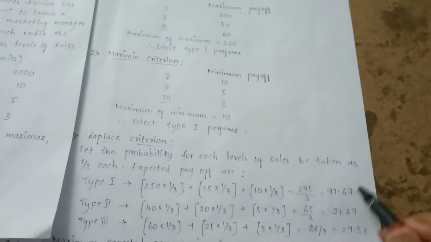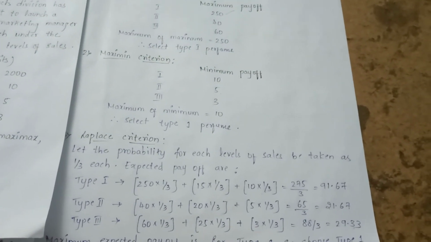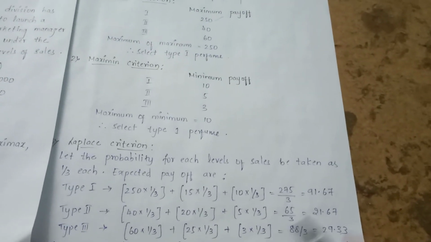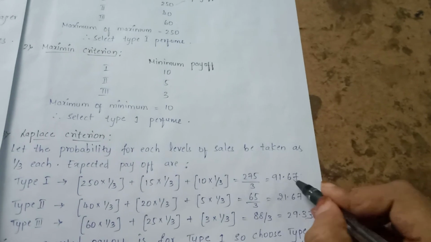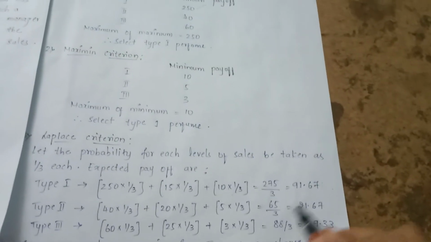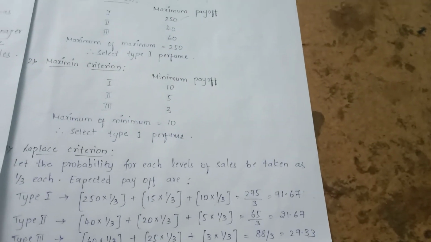29.33. So in these 3 values, students, the maximum expected payoff is for type 1. In these 3 values, the maximum value is 91.67, so it comes under type 1. So the maximum expected payoff is type 1. So choose type 1 perfume.